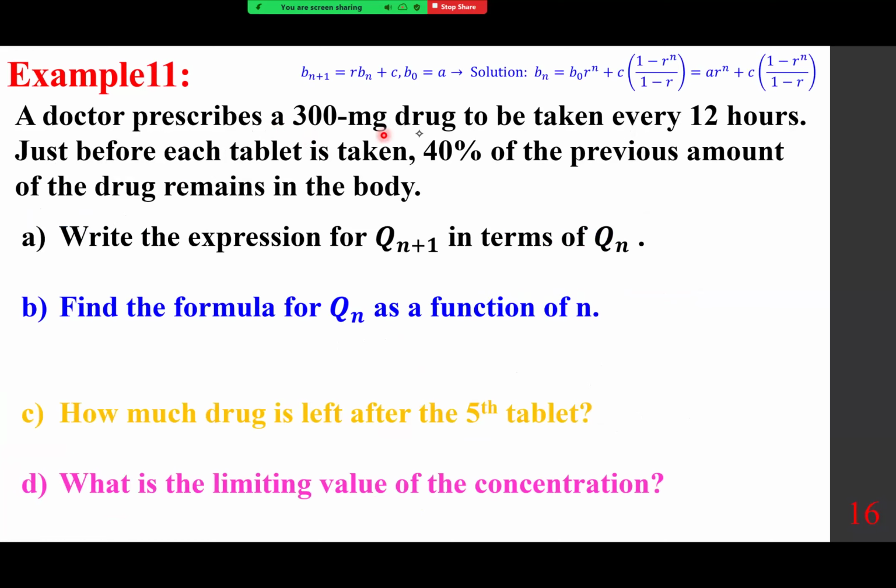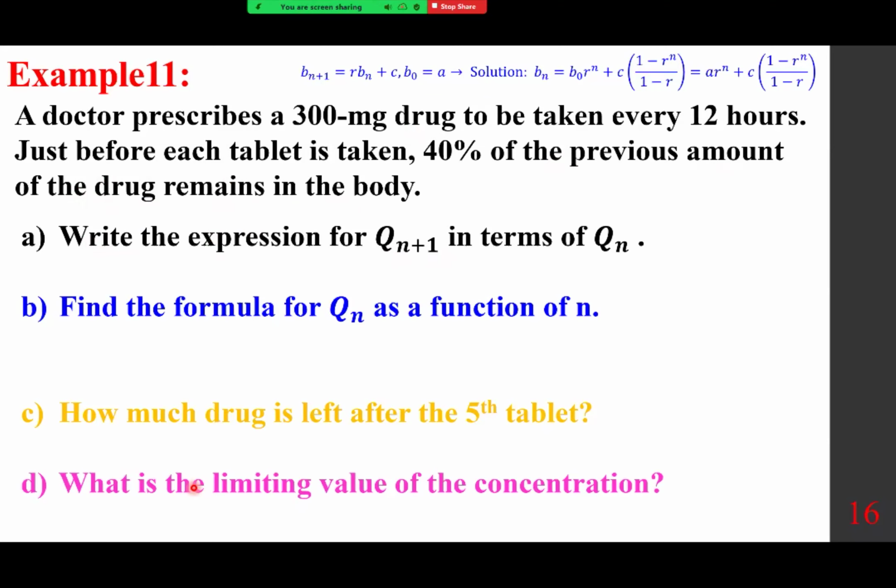A doctor prescribes a 300 milligram drug to be taken every 12 hours. Just before each tablet is taken, 40% of the previous amount of the drug remains in the body. Write the expression for Q sub n plus 1 in terms of Q sub n and the rest of. So we want to write the given to make life easy.